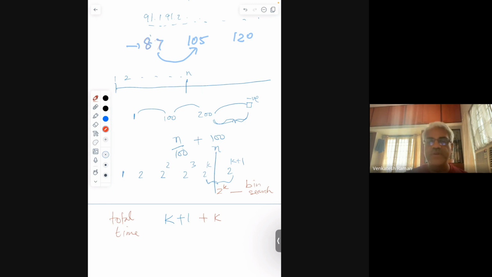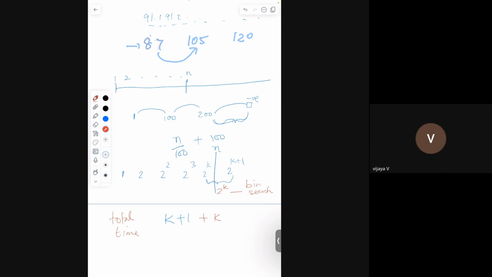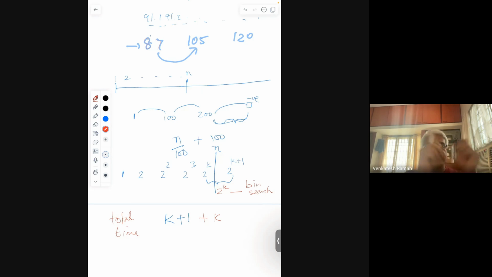Is the algorithm clear? Should I repeat? Anybody? Can you please repeat, sir? So what I am saying is, instead of this 100 idea, I'm going to do what is called doubling. This is called doubling binary search. I look at the first location, check whether it's positive or not. If it's negative, good, I'm done. If not, I go to the second location, assume it's positive. I go to the fourth location, and then the 8th location, and then the 16th location. I'm doing this doubling and checking whether it's positive or not.